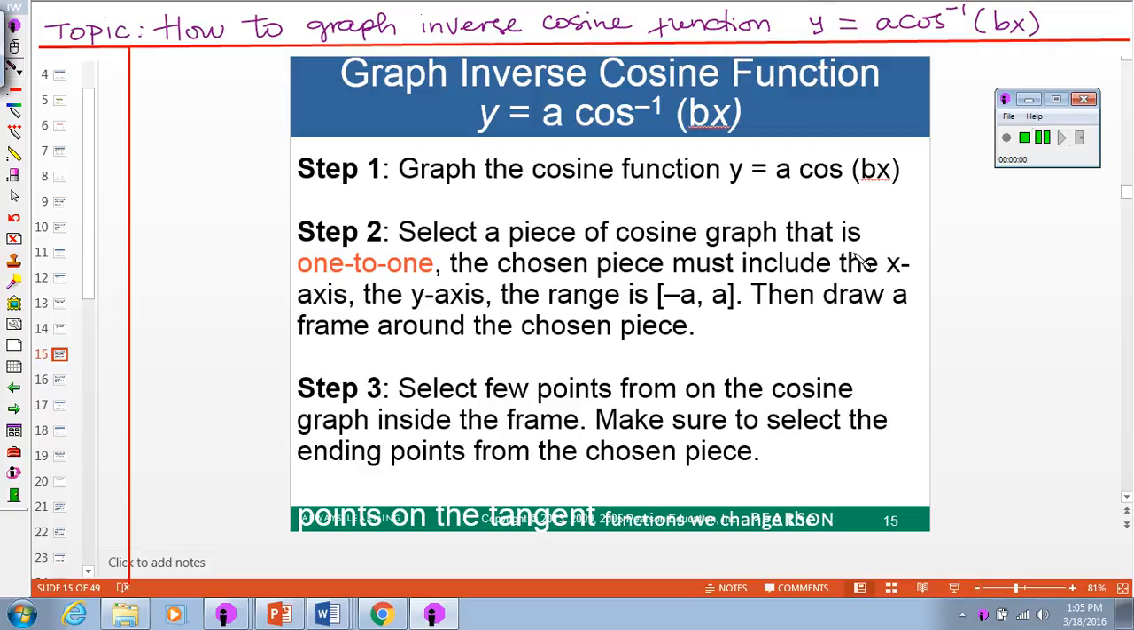And we will select a piece from the cosine graph that is 1 to 1, because we cannot take the entire cosine graph. We have to restrict the cosine function, and the piece that we select must have the range from negative a to a, and it must be closer to or include the x-axis and the y-axis. Step 3, after that we will select at least three points from the cosine graph. And we must make sure to select the 2 ending points, the left end and the right end.